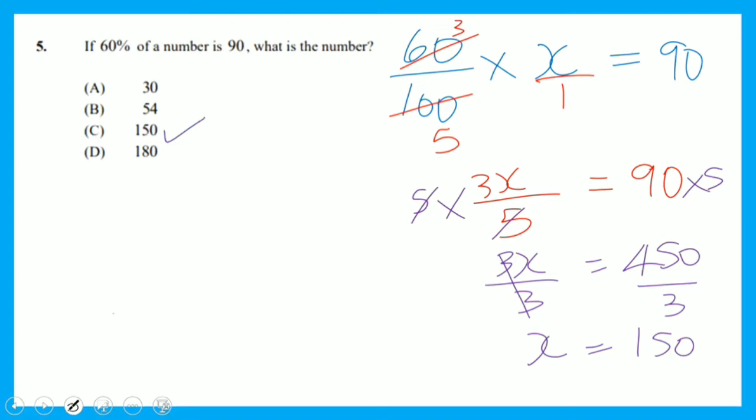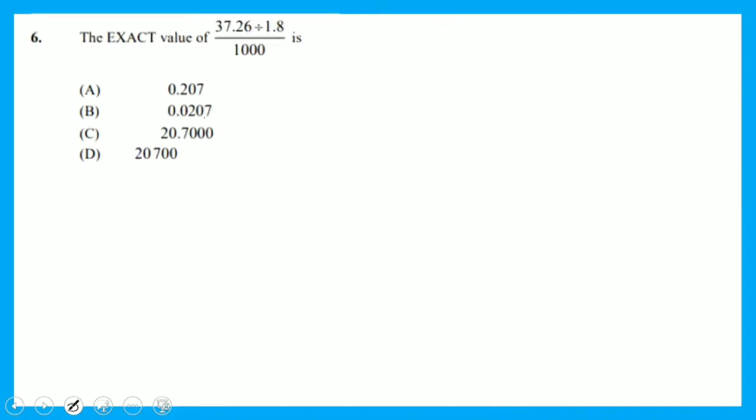All right. And then we are looking at our final question. Feel free to pause the video at any time to either write off the question or just recap the working, whatever works for you. Number 6 says: find the exact value of 37.26 divided by 18, divided by 1.8, and then all of that is divided by 1,000.